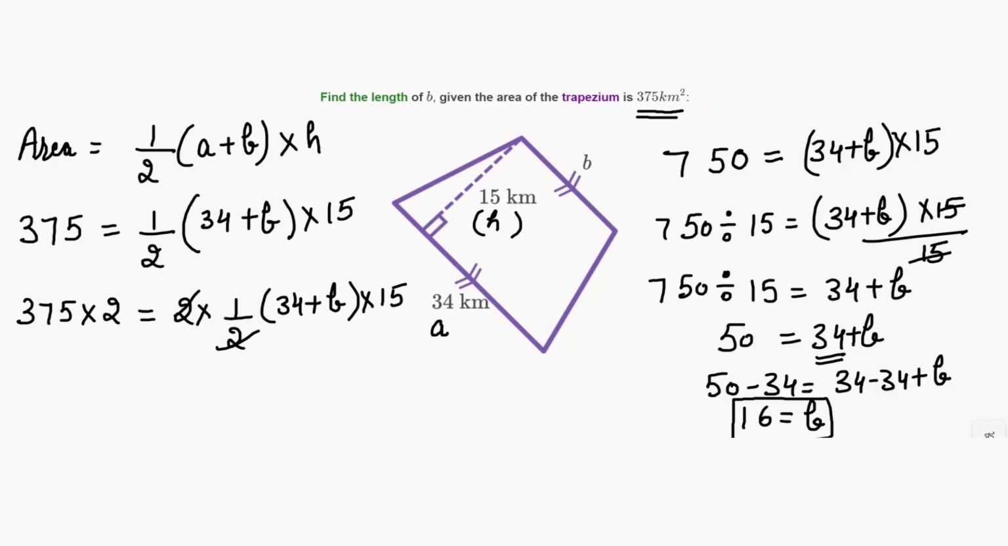Then we have to get rid of 34, so we will subtract 34 from both sides. On the right hand side we can cancel 34 with 34, and on the left hand side when we subtract 34 from 50 we will get 16. So the missing side of the trapezium is equal to 16 km.